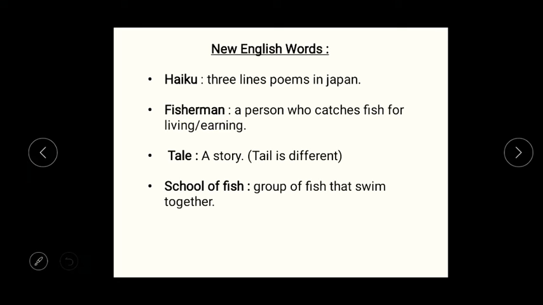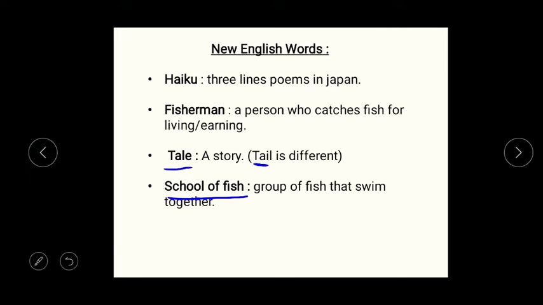The next word is tale. Tale is nothing but a story, kahani. Our chapter title is The Fish Tale, a story about a fish. And there is another word, which is tail. A tail means poonch. Yes, you are right.